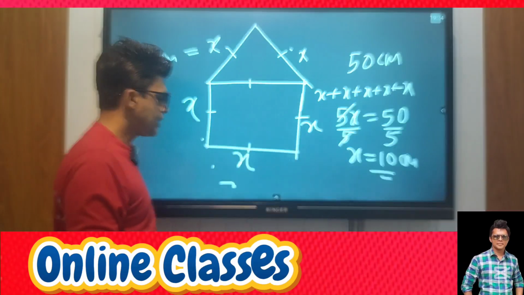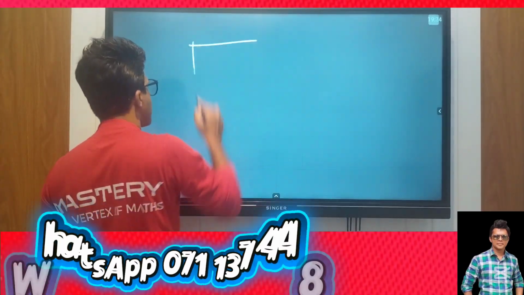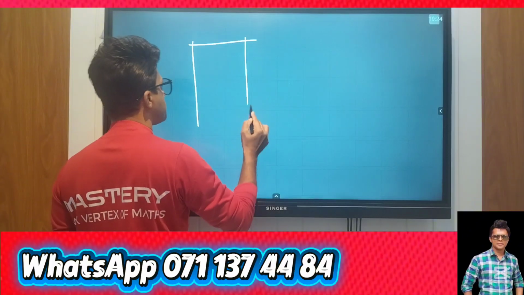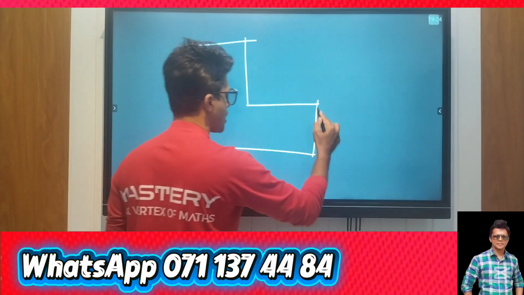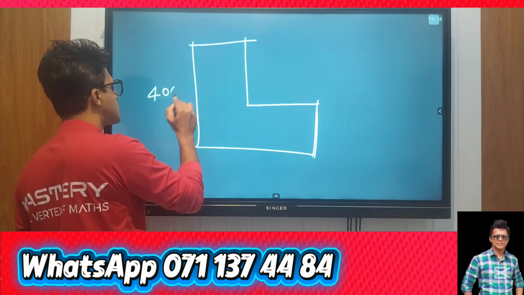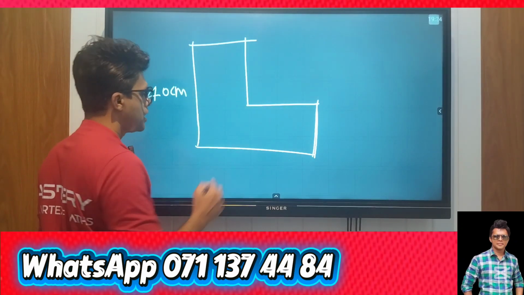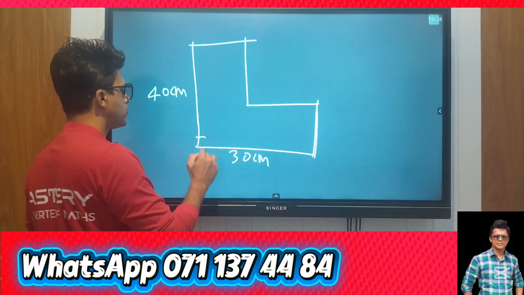Okay, so the other question here is how can you get the perimeter of this diagram here? Here from here to here is 40 cm, from here to here is 30 cm. How do you get the perimeter of this one?